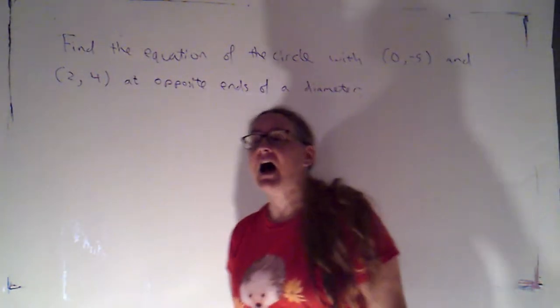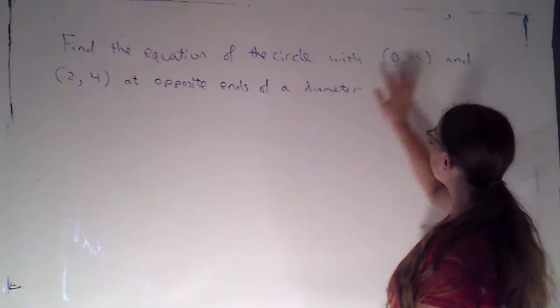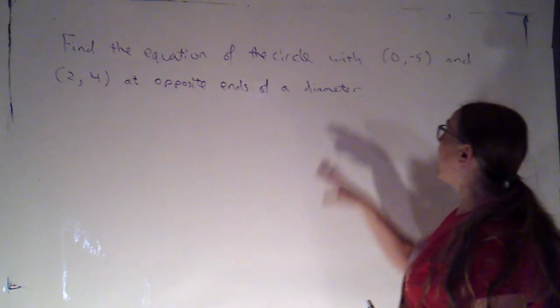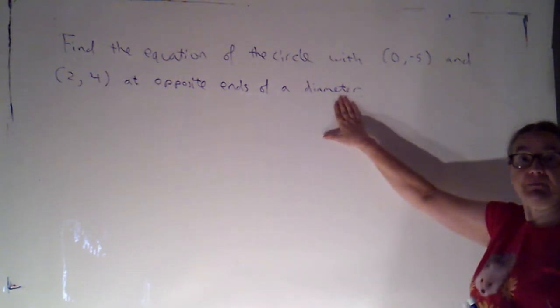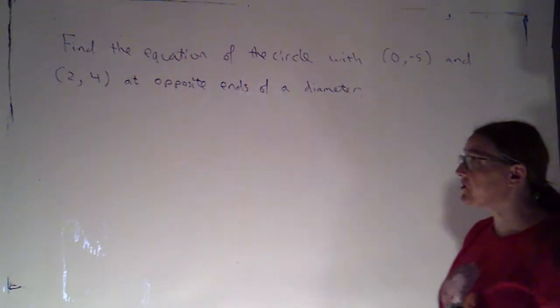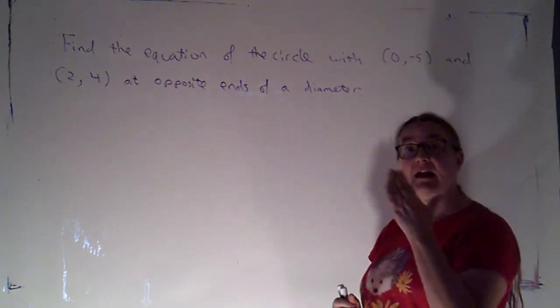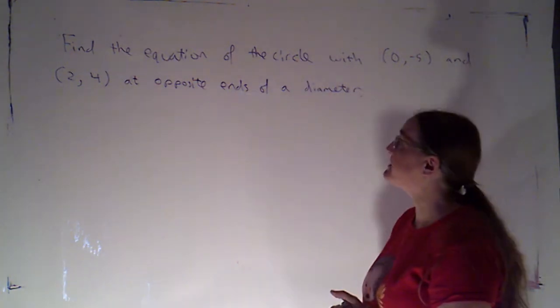I've got a problem up on the board for you folks to try. I want you to find the equation of the circle that has these 2 points, (0, -5) and (2, 4), at opposite ends of a diameter. Those are both points on the circle, and the line segment connecting them is a diameter of the circle, so it will pass through the center.